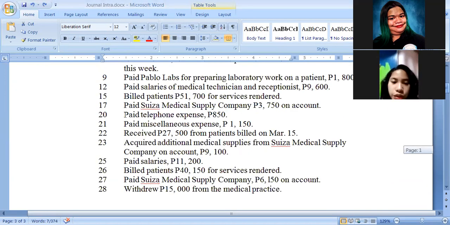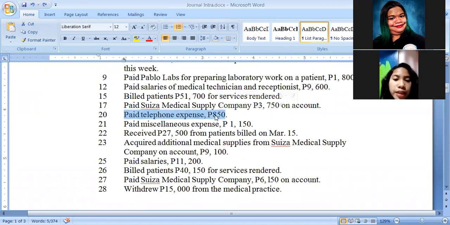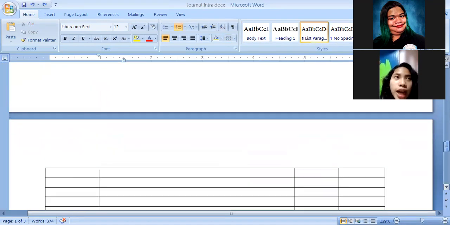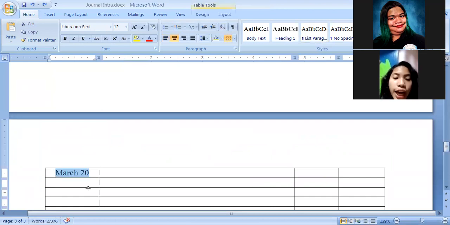Now let's proceed on March 20. So on March 20, paid telephone expense, which is 850. So si Samuel, nibayad siya og telephone expense, which has the amount of 850. Sa ato ang journal entry, same principle, atong unang butang kay ang date, which is March 20.